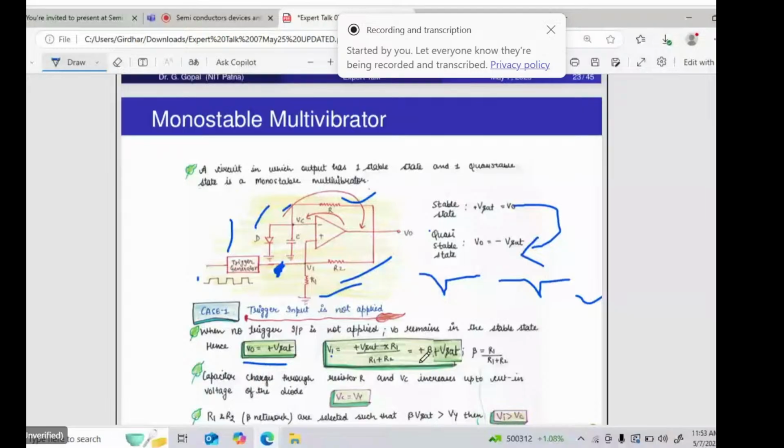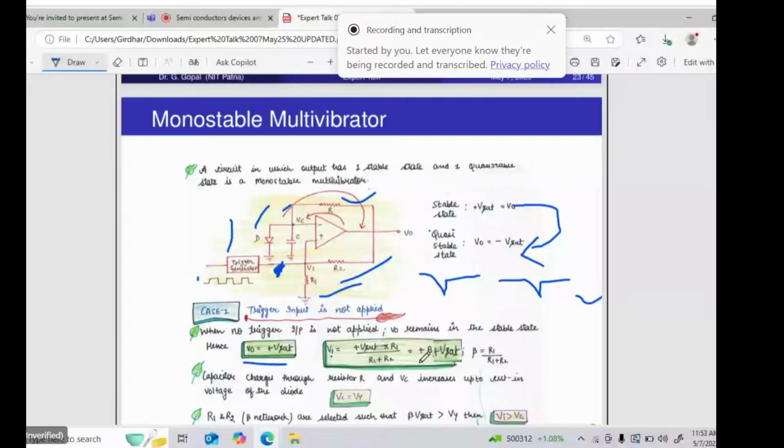This capacitor will charge through this resistance R, right? So VC will increase. But now what is interesting, this capacitor will not charge to this voltage like in the case of an astable multivibrator, where the capacitor charges to plus beta V set. Now this capacitor will charge to the voltage of the diode. This is the design constraint here.